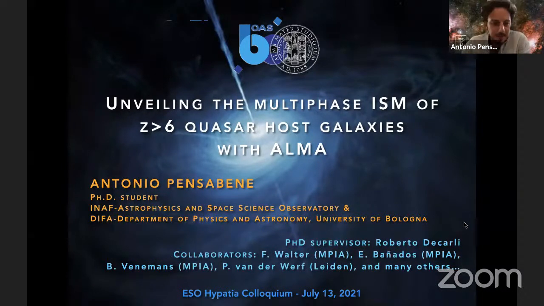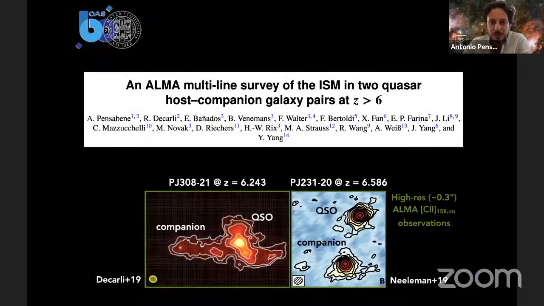And as I told Anna, I'm Antonio Pensabene, a third year PhD student at the INAF-Astrophysics and Space Science Observatory and University of Bologna, under the supervision of Dr. Roberto De Carli. My PhD thesis focuses on the characterization of quasar galaxies at redshift greater than 6 through submillimeter observations. And today I'm going to present an ALMA multiline study of the interstellar medium in two systems at redshift greater than 6, composed of a quasar and a companion galaxy in close proximity to the quasar.